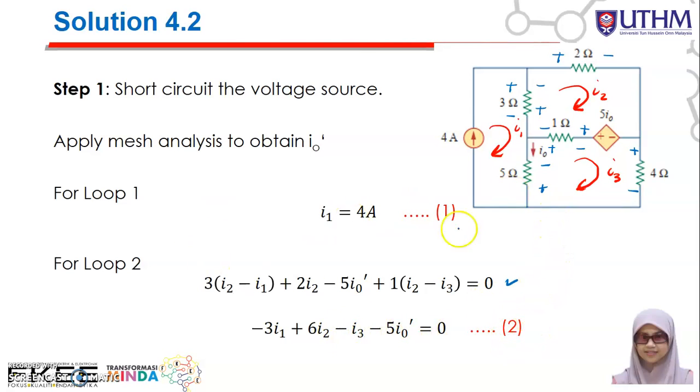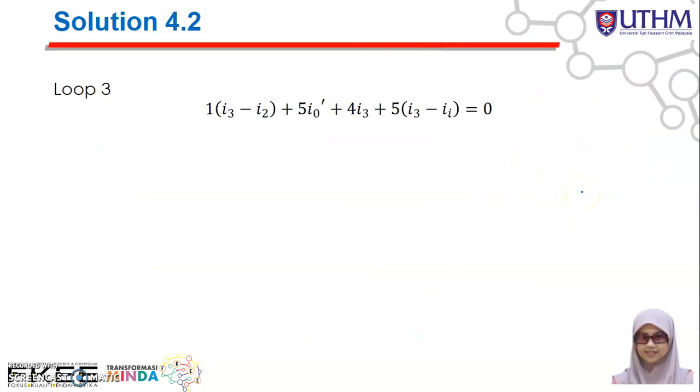After that you need to apply your KVL at loop number 3. For loop number 3, you have 1 multiplied by I3 minus I2, plus 5I0 prime, plus 4I3, plus 5 multiplied by I3 minus I1, equal to 0. Then you can further simplify the equation and get negative 5I1 minus I2 plus 10I3 plus 5I0 prime equal to 0. This is considered as your equation number 3.